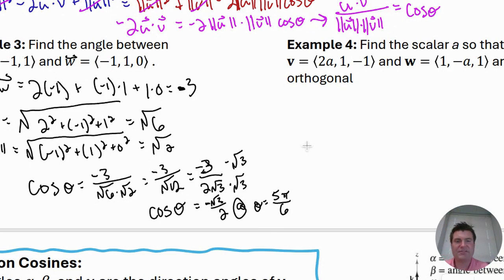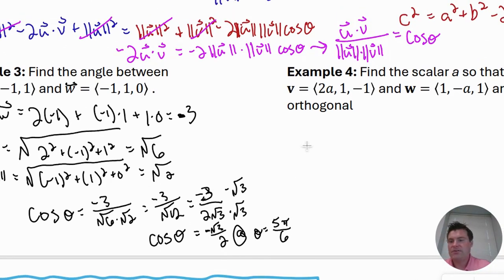Yeah, 5 pi over 6. Let's go to the next problem here. It uses the terminology orthogonal here. Find the scalar a so that v and w are orthogonal. Orthogonal means that the dot product is equal to 0.